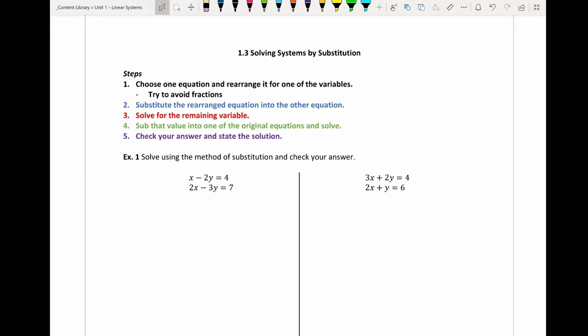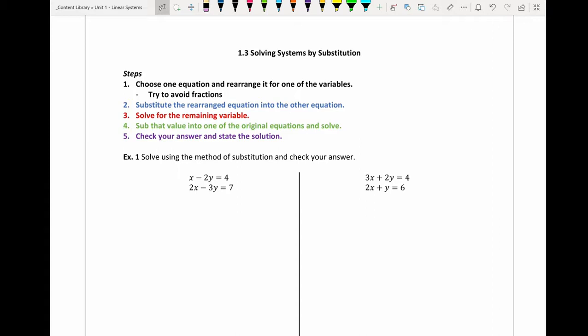The first step in substitution is to choose one of the equations. Remember, the system is going to be two equations. So we're given one equation, and we rearrange it to isolate one of the variables. And we want to try to avoid fractions. I'll go through some examples so we can hopefully see what I mean by that.